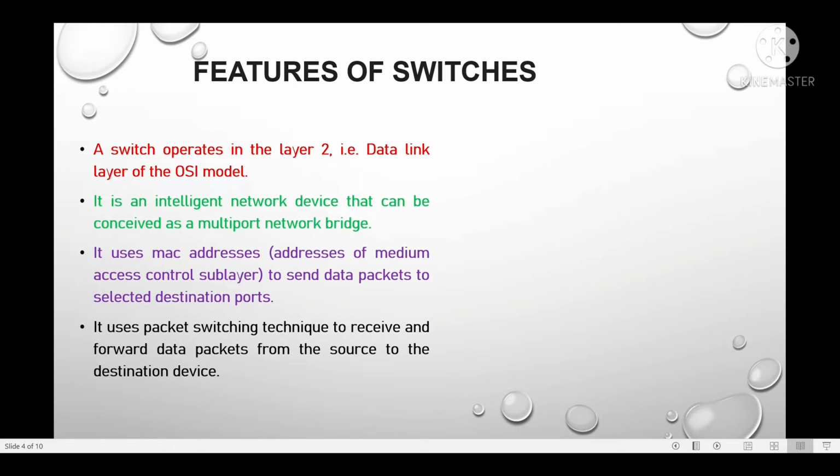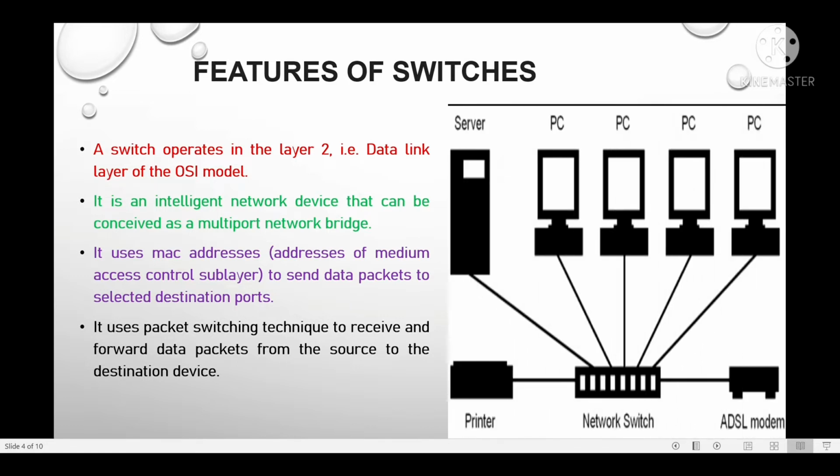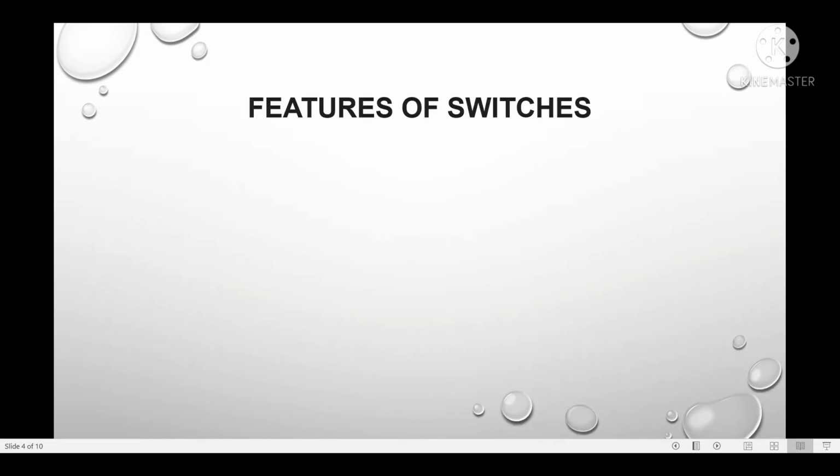Whenever any source sends any information to the switch, it will receive the packet at one port. There will be internal software in the switch which will check the destination MAC address, and the switch will forward that packet to the destination device. Here again we can see how a switch can be used for connecting multiple devices.